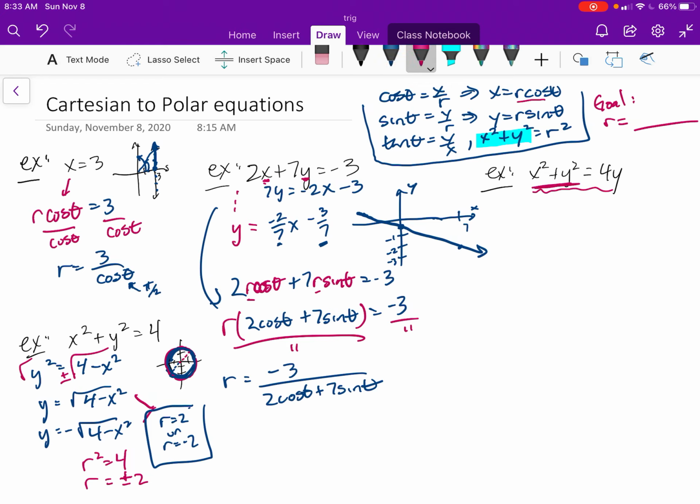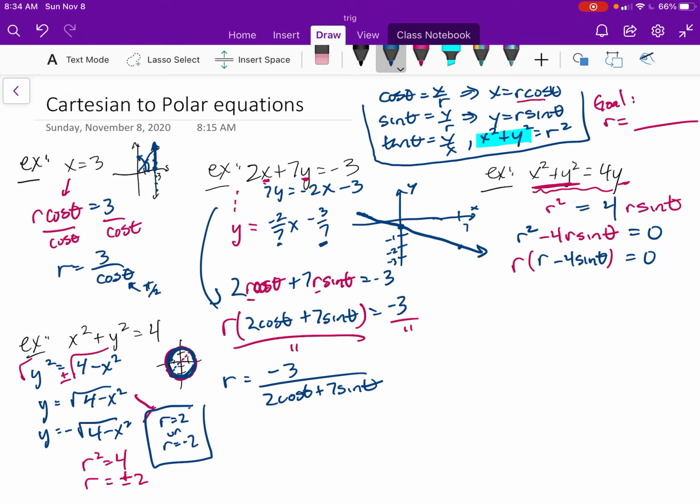Again, x squared plus y squared is r squared. We know y is r sine theta. So we have r squared equals 4r sine theta. I need to isolate r. So the only thing we could do is subtract the entire thing. So we'd have the r squared on the left minus 4r sine theta, bring it to the other side, equals 0. Factor out an r. What are we left with? We're left with r minus 4 sine theta.